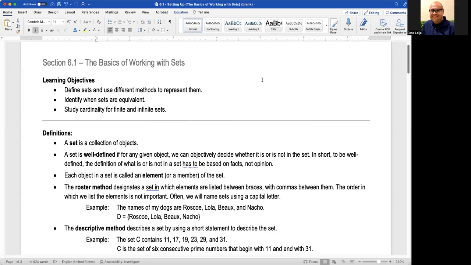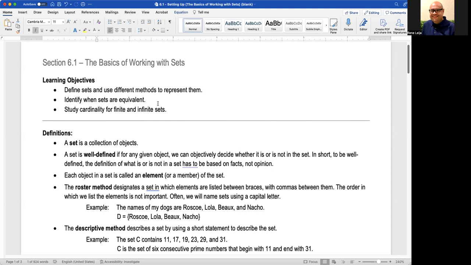Okay, this is section 6.1, the basics of working with sets. So these are the learning objectives. Normally, what you will have at the beginning of every section is the skill prep section, but since this is the first section, I did not include that. So we're going to jump immediately into our learning objectives. This is what we will learn.